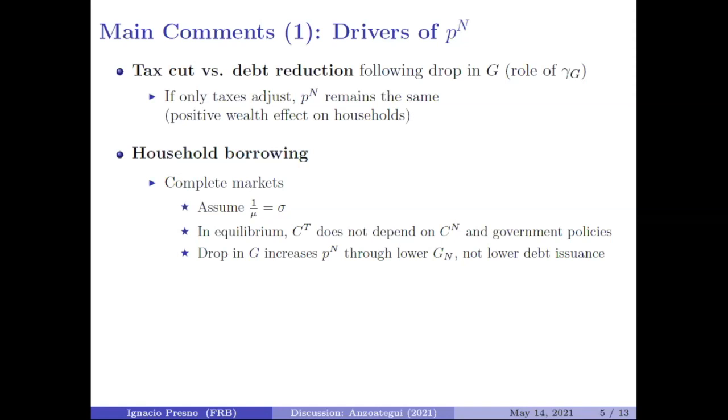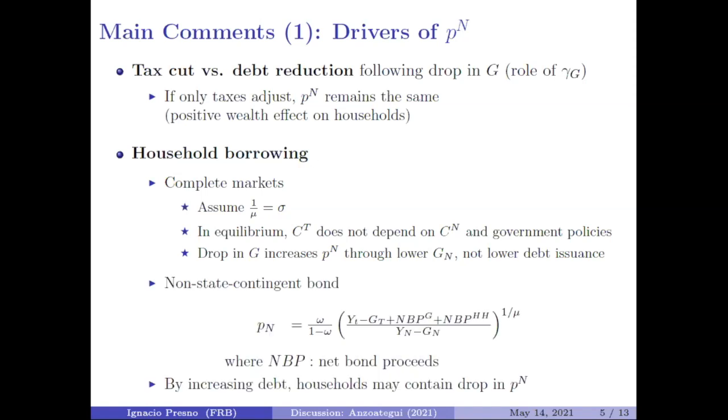Okay, and of course, the debt issuance channel wouldn't be there. Now, that's one extreme case. If we were having some form of incomplete markets and say we let households borrow through a non-state contingent bond, well, in that case, as we could see in the equation below, we would have an additional term that's going to be the net bond proceeds from household. So by increasing debt, the households would still be able to contain the drop in the relative price of non-tradables.